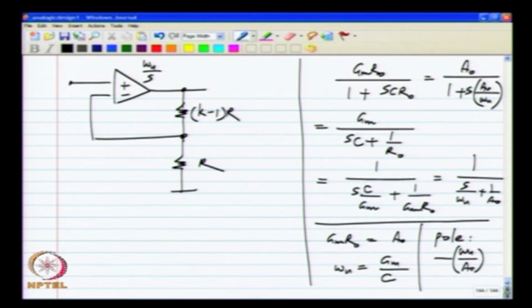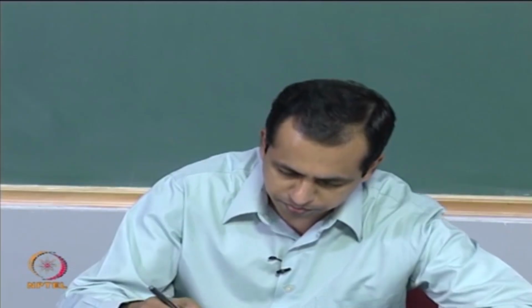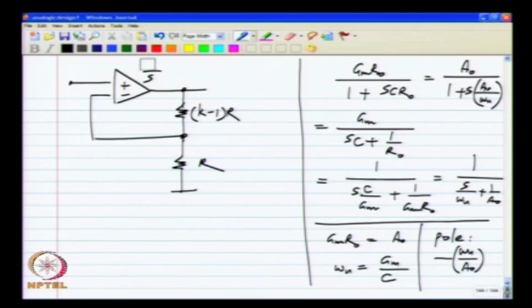So, ideally a naught is infinity. In practice, it is a large number, which means that the pole of the op amp will be at a much smaller frequency compared to the unity gain frequency. The pole should have been at the origin, but it is at a small frequency which is not at the origin. So, instead of this, we will have a naught by 1 plus s a naught by omega u, with V I and V naught.